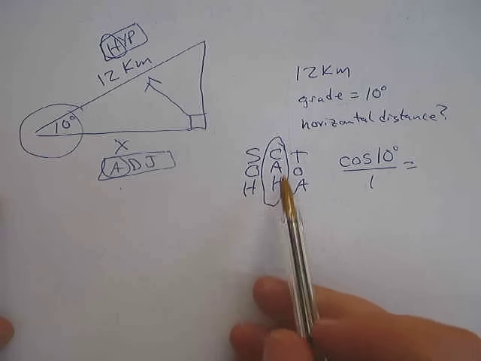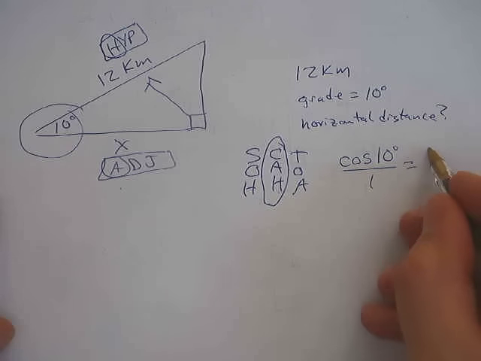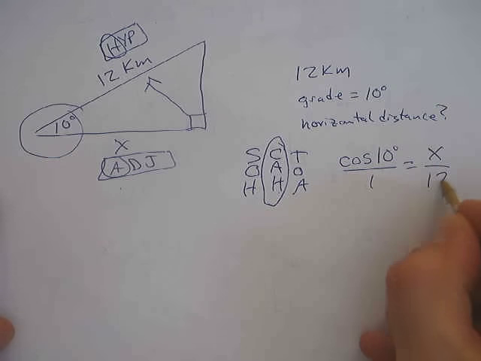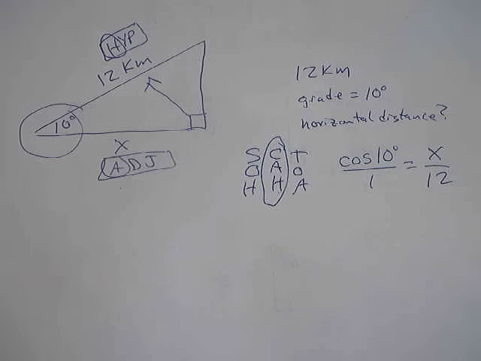So I'm going to take the cosine of 10 degrees over 1 equals A over H. That makes a big difference. We've got to put the adjacent over the hypotenuse. So that's going to be x over 12. Now the next thing we're going to have to do is figure out what the cosine of 10 is. Okay?